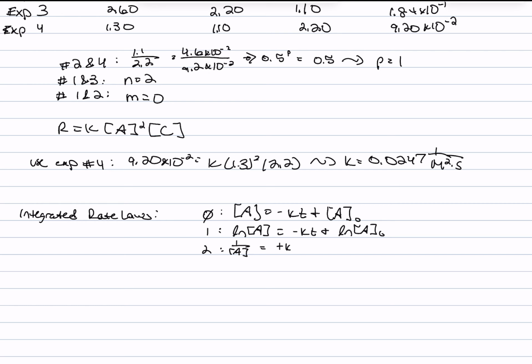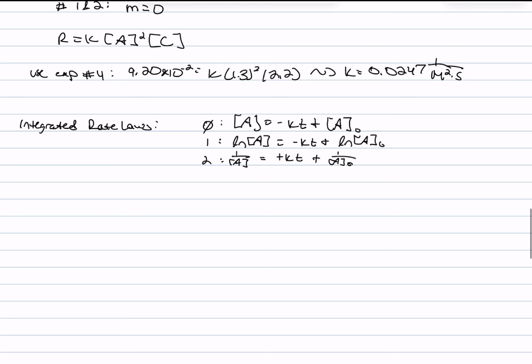So another way to determine order is by graphing it. So using t for the x-axis and either concentration of A, ln A, or 1 over A for the y-axis. So for example, if the graph for t and 1 over A was positive and linear, then we'd know that it was second order.